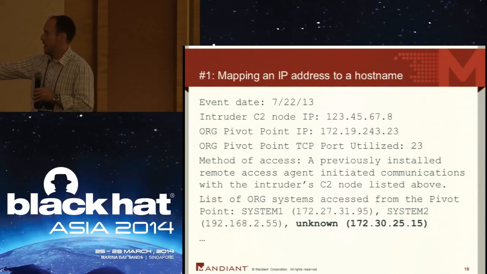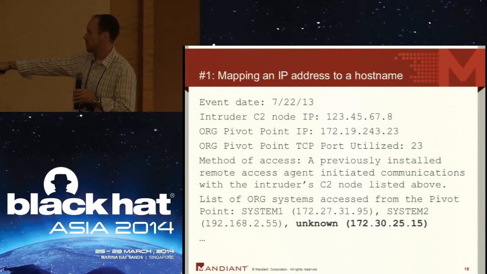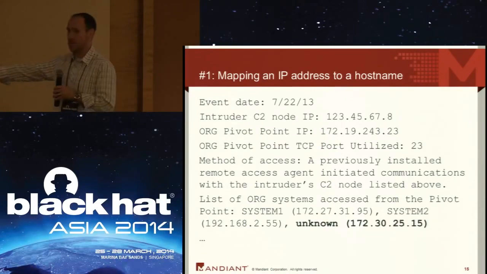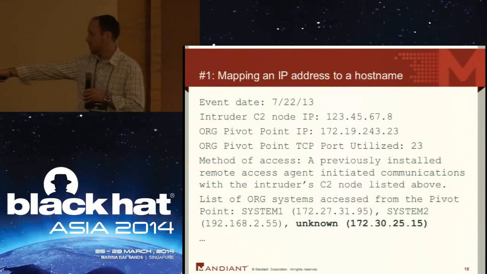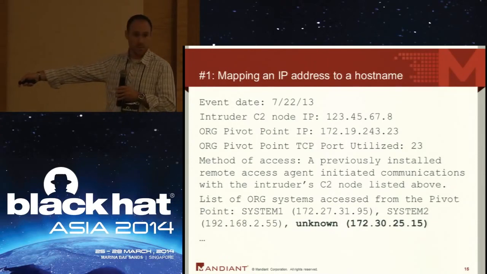172.19.243.23. And they said that, okay, he accessed a backdoor. So there was a backdoor on this system, and there's a list of data. Here's what he did. And by the way, on this day, he accessed these three other systems from this pivot point. So system 1, IP address, system 2, IP address, and then unknown. You don't know what the system name is.